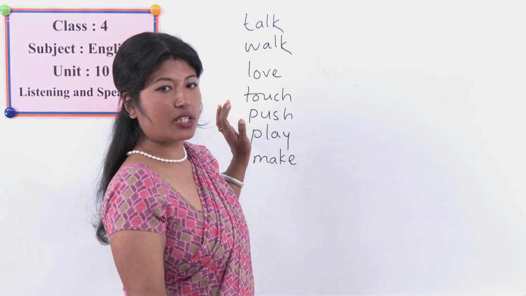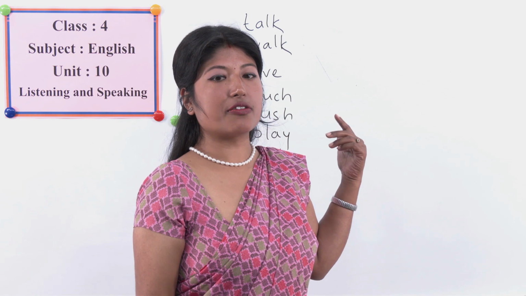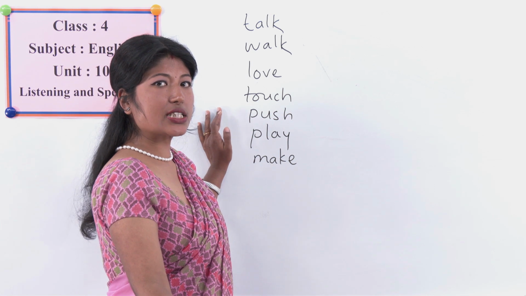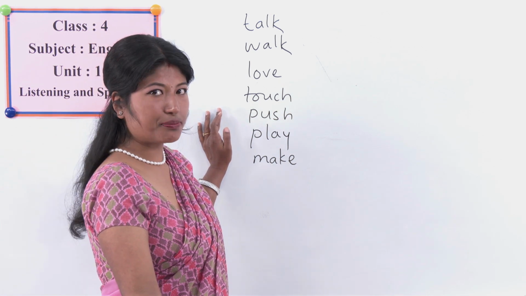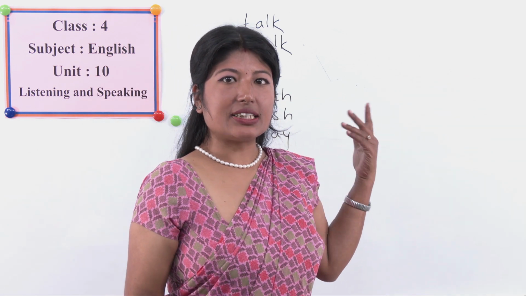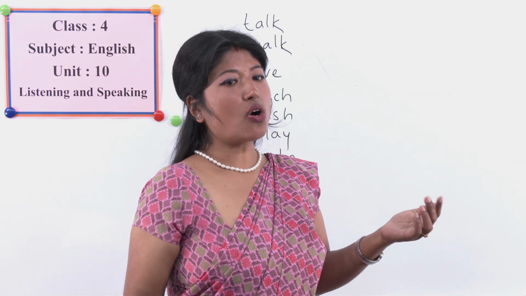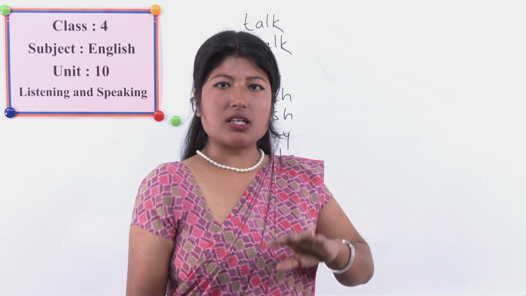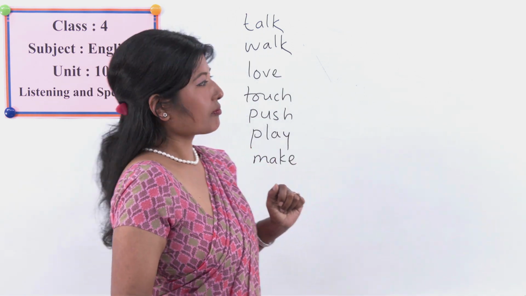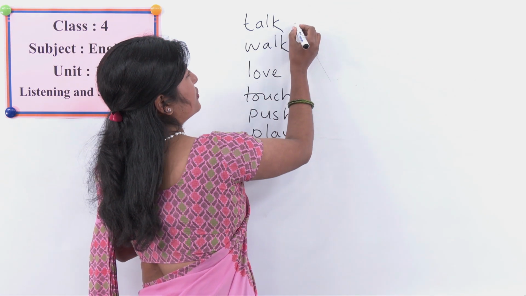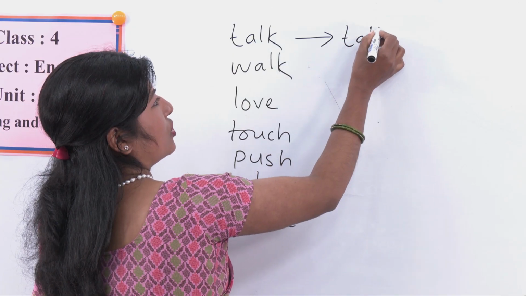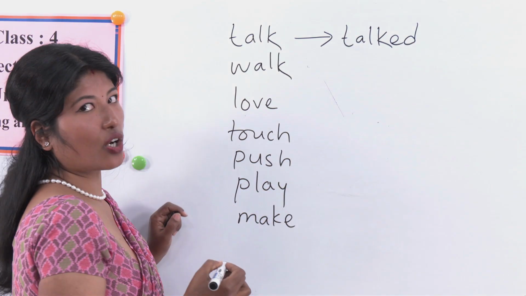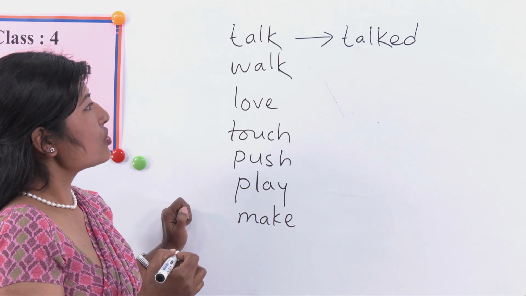As we have discussed, we can change these form of the verbs. Okay, these all are in the present form, and we can change these verbs into past. Simply, what are the rules? Yes, by simply adding ed or d at the end of the verb, or sometimes the whole form is changed. Suppose, what is the past form of talk? Talk. What should we add? Ed, talked.